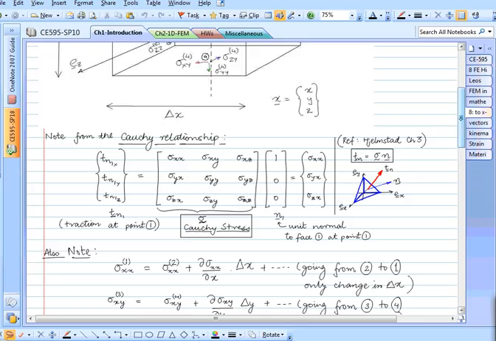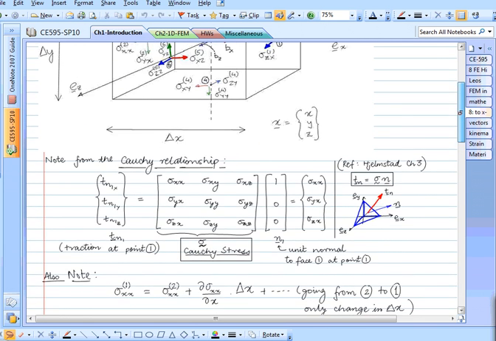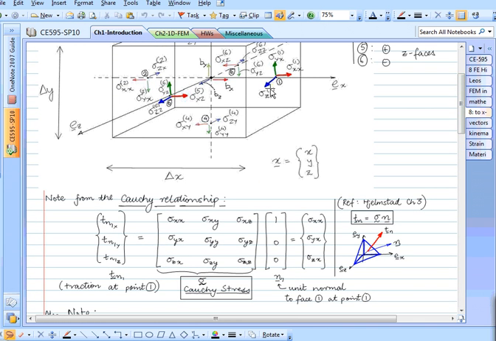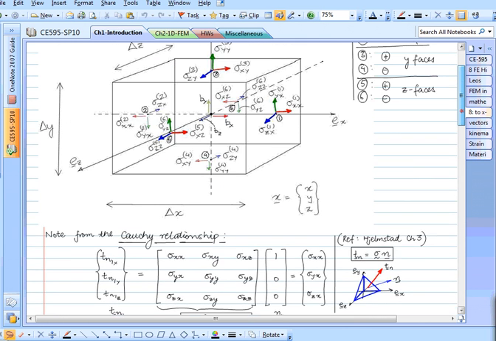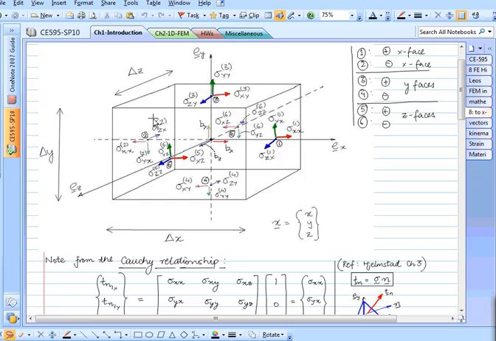All right. So after that, all that you have to do is to figure out what these tractions are that are acting on all these faces. And then we just have to sum up all the forces in x, sum of forces in y, and sum of forces in z. And those are our equilibrium equations.